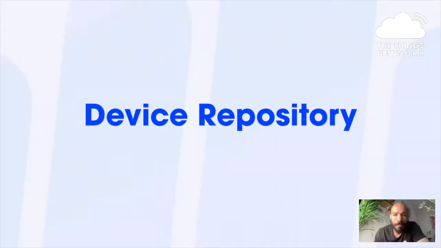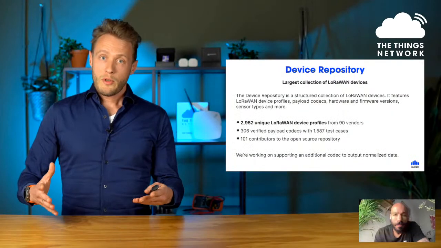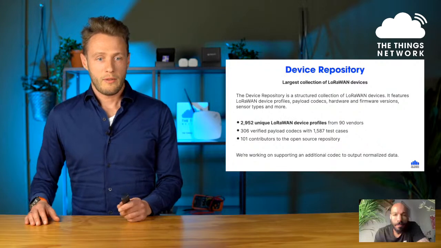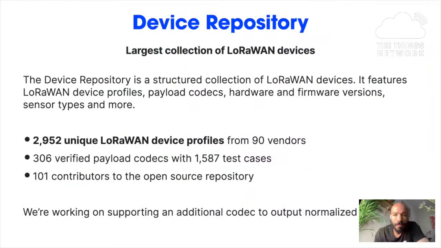Another part of this technical update is about the device repository. The device repository, for those of you who don't know it, is the largest collection of LoRaWAN devices. It's a structured collection, so it's a database, so to say. It's an open source database that includes LoRaWAN device profiles, payload codecs, so those are the small scripts that are decoding binary payload into meaningful data and the other way around. But it also includes more information about the end devices, like hardware versions, firmware versions, the sensor types it supports, any other regional compliances and things like that.